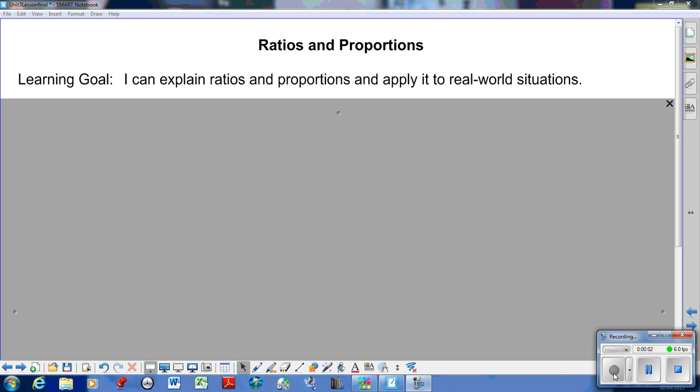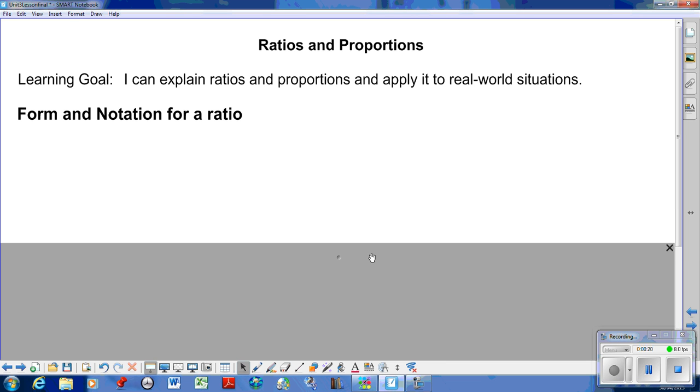Hello and welcome to the lesson on ratios and proportions. Ratios and proportions is a topic that we talked about last year in grade 9. Very important topic. It continues into the grade 10 course, so we are going to revisit it today. The learning goal: I can explain ratios and proportions and apply them to real world situations.